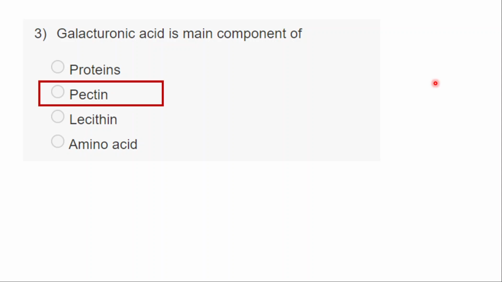The correct answer is B, pectin. So all those who have answered B, congratulations, you are correct. Galacturonic acid is the main component of pectin. Now what is galacturonic acid? D-galacturonic acid is a sugar acid, an oxidized form of D-galactose. So galacturonic acid is an acid of galactose. Galactose is a sugar molecule, and when we add COOH to that galactose, we get galacturonic acid because COOH is the carboxylic acid group.